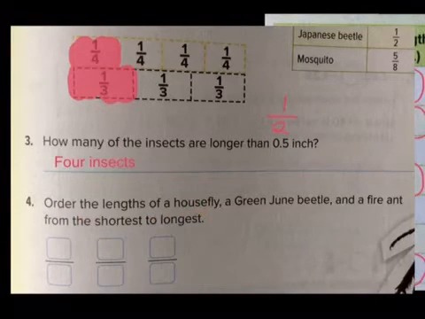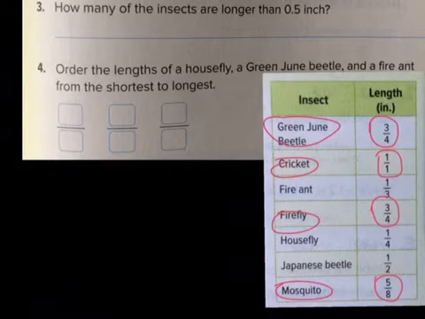Number 4. Order the length of a housefly, a green June beetle, a fire ant from shortest to longest. Shortest to longest, don't forget that. Okay, we have the green June beetle at 3/4, the housefly at 1/4. So clearly the housefly is smaller than the green June beetle. And the fire ant, there's 1/3, and we already know that 1/3 is larger than 1/4. So it's 1/4, 1/3, and then 3/4. And there you have it. We have our housefly, our fire ant, and our green June beetle, from shortest to longest.